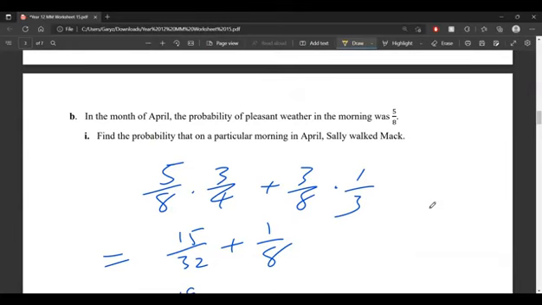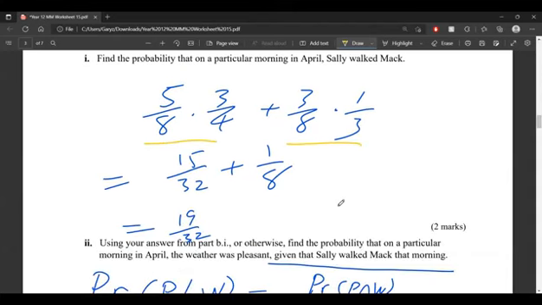The next question asks us to find the probability that on that day Sally walked back. So that's either the day is pleasant and she walked back, or the day is unpleasant and she walked back, and those are the respective probabilities, and we have to add them together, and we get 19 on 32.